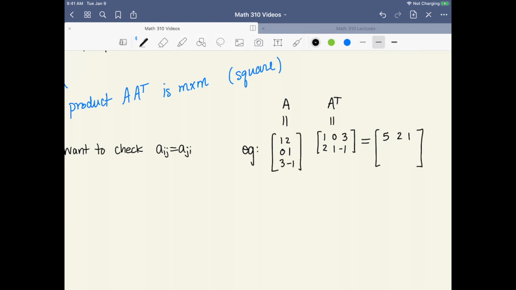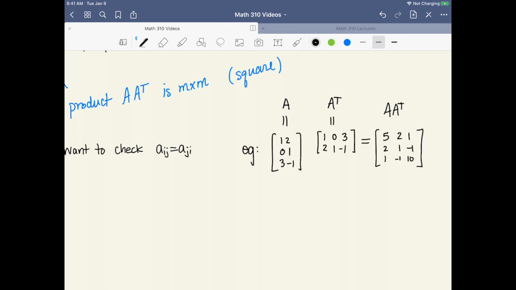Continuing on with my matrix multiplication, I'm going to have in the second row of AA transpose a 0 plus 2, 0 plus 1, and then 0 minus 1. And then I'll have 3 minus 2 is 1, 0 minus 1 is a minus 1, and then lastly 9 plus 1 giving me a 10. So this is my matrix AA transpose.